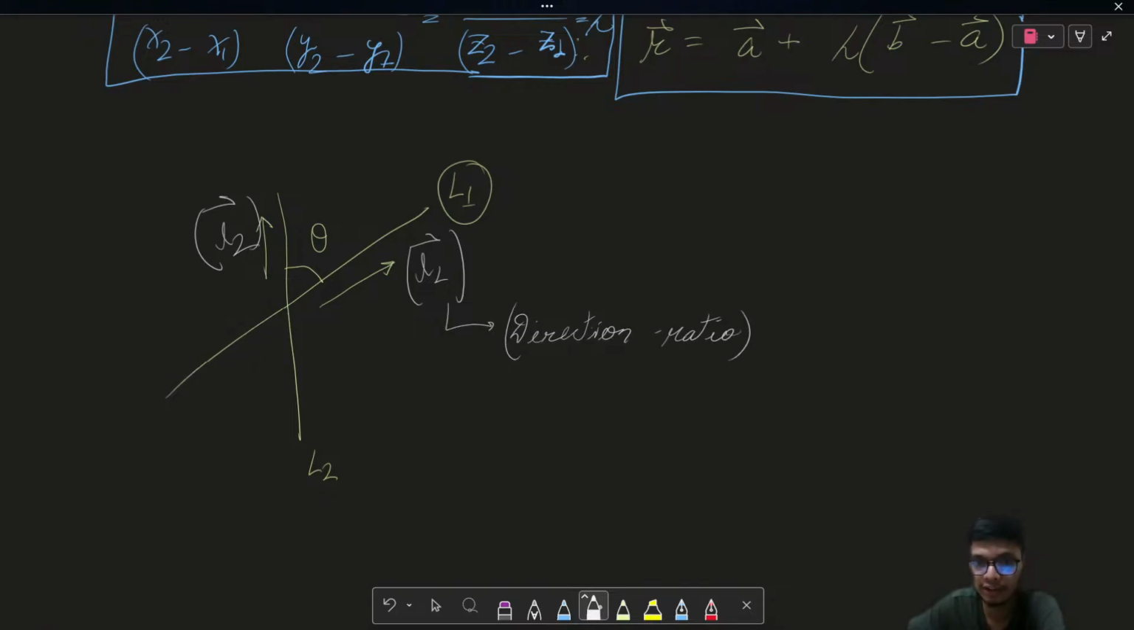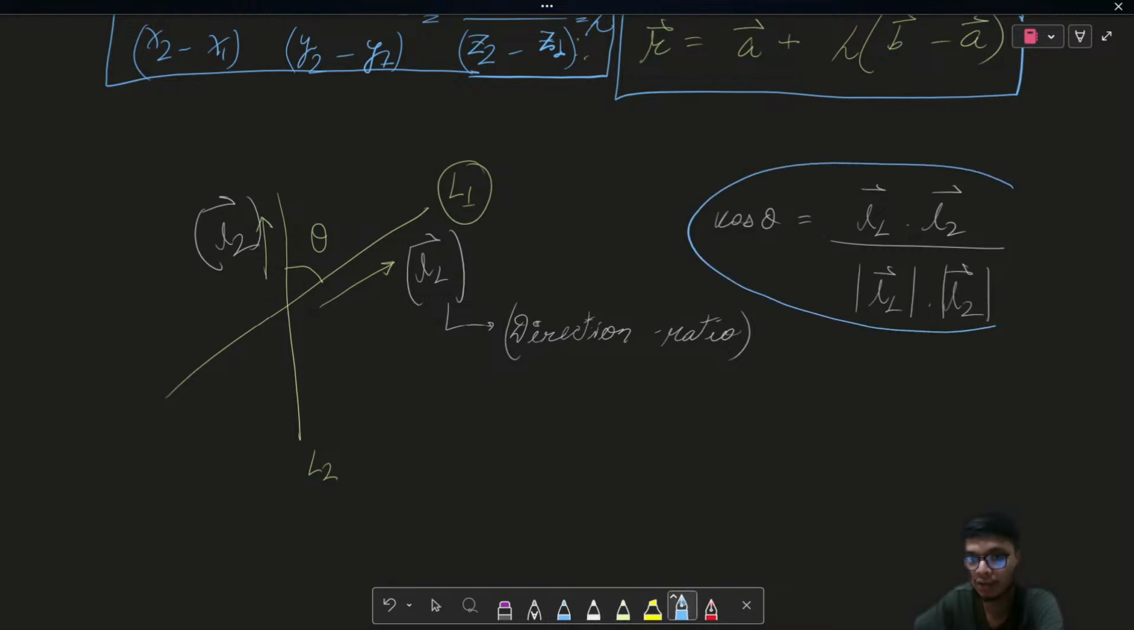So if I know the direction ratios of my straight lines, then by using the angle between two vectors concept, I can simply find this theta. So this theta would come out as L1 dot L2 vector divided by mod of L1 into mod of L2. So by using this concept, we can find the angle between two straight lines in space. Is this part clear to all of you?